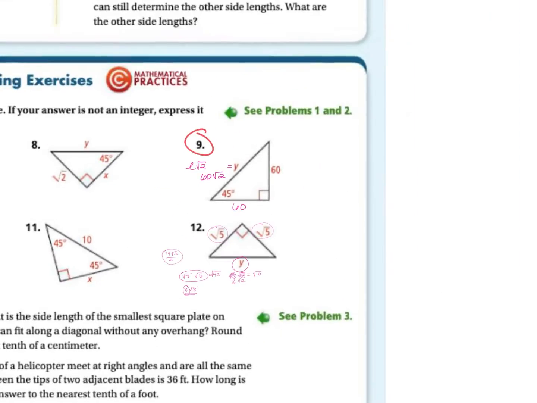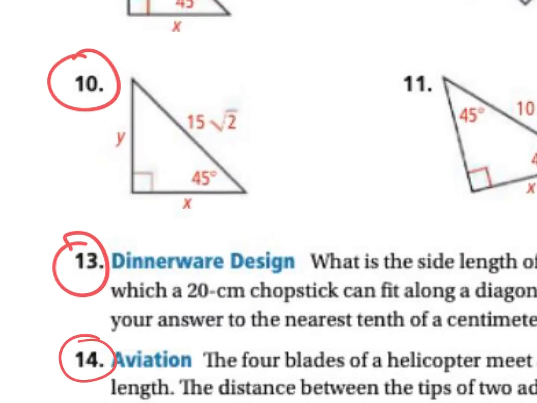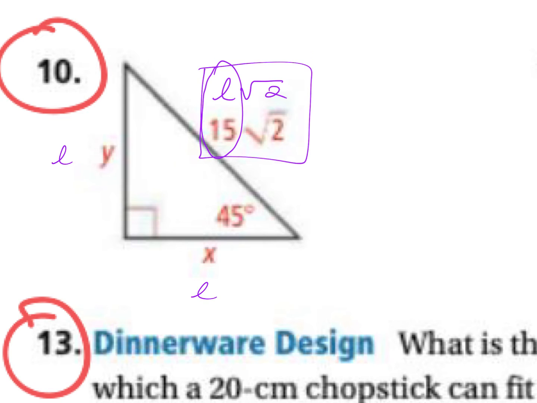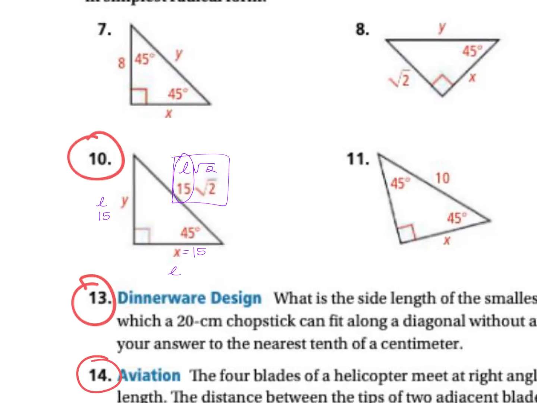Okay. Let's see. Number 10. Just remember, your sides are L, L, and L rad 2. So if 15 rad 2 is your L rad 2 side, what is L? 15, right? L is the 15. So that means this side is 15 and this side is 15.